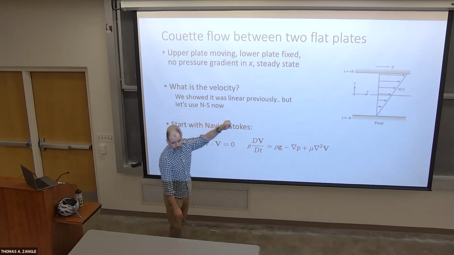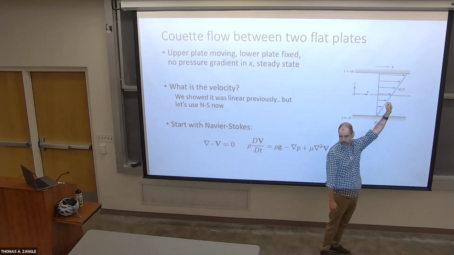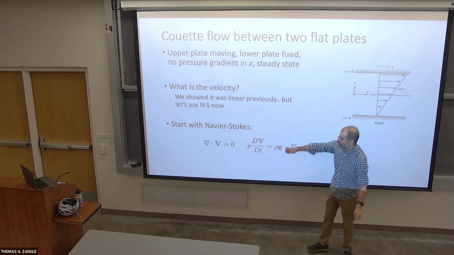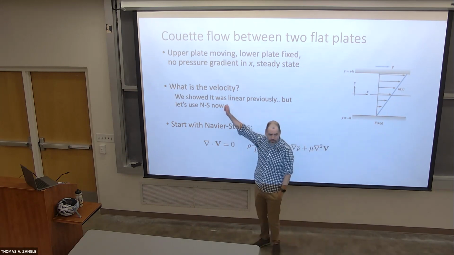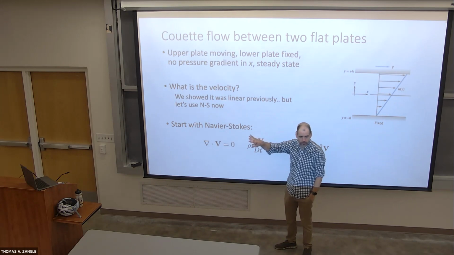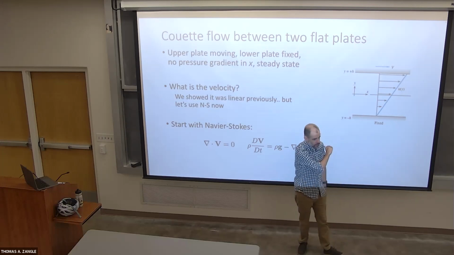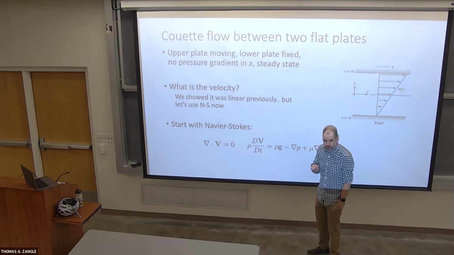So we showed it was linear, right? In one of those early classes, we showed that we should see a linear velocity profile. But I want to walk through using the Navier-Stokes equation to get to the same place. This will be an illustration of how we can take the Navier-Stokes equation, all its terms, and figure out which ones cancel out and which ones drop out, in order to figure out something about this.